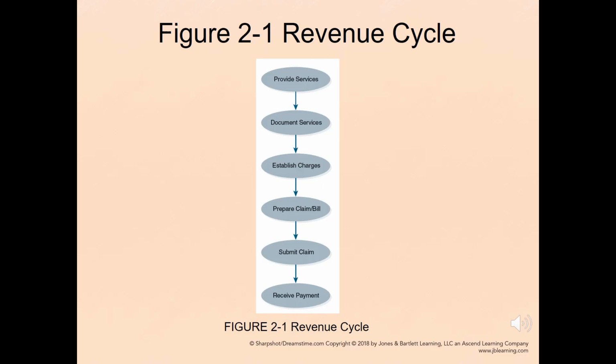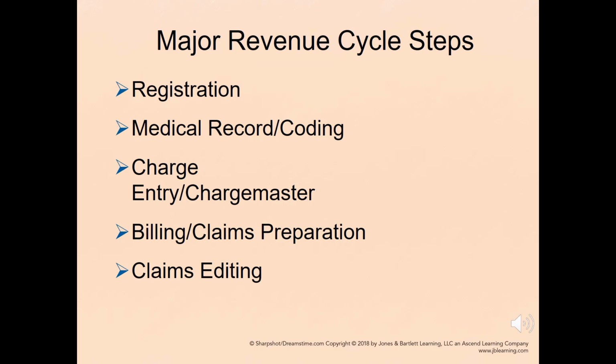The first step in revenue generation typically is the occurrence of an encounter with the patient. Then when a patient presents to a provider, the first part of the documentation is basic information about the patient, such as name, address, and insurance status. This process is known as registration. The major revenue cycle steps are registration, medical record and coding, charge entry, charge master, billing and claims preparation, and claims editing.